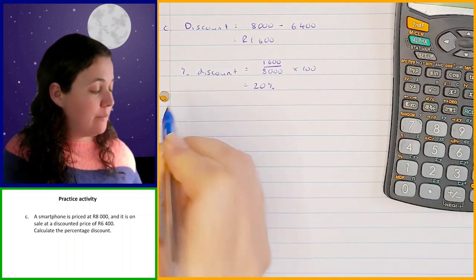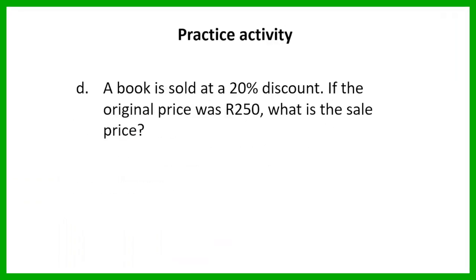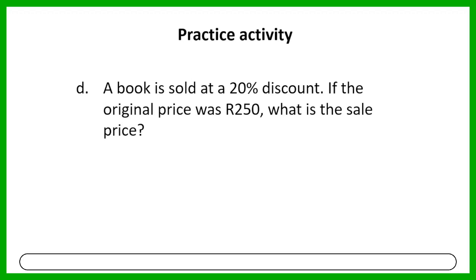Okay, then question D. A book is sold at a 20% discount. If the original price was 250 Rand, what is the sale price? Okay, so I'm going to give you 1 minute to work on this.